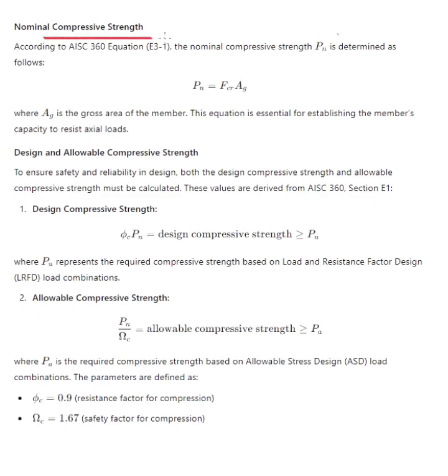Here we can see nominal compressive strength. Nominal compressive strength is Fcr times Ag, the cross-sectional area of the member Ag. Fcr is the critical stress.